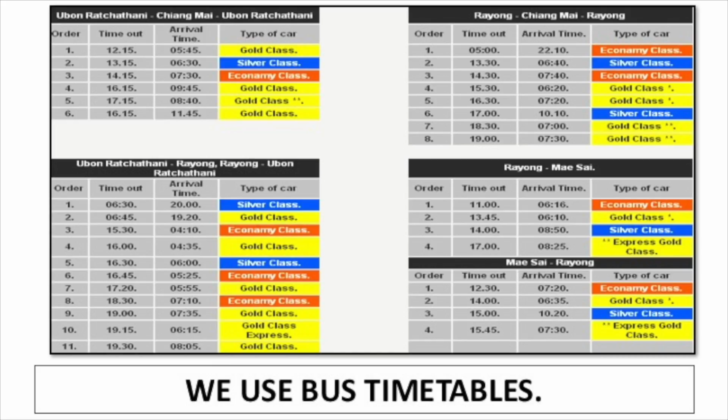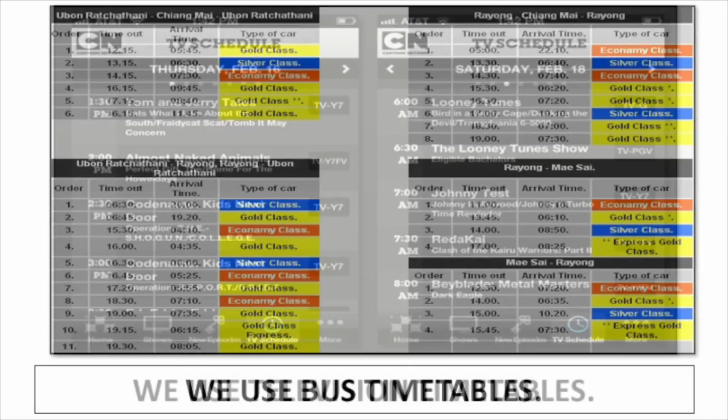So you can see the first bus in the morning, 5 a.m. It leaves Rayong at 5 a.m. Goes to Chiang Mai and arrives at 10 p.m. So if you want to get that bus, you need to know what time to be at the station. And that's why we use timetables.